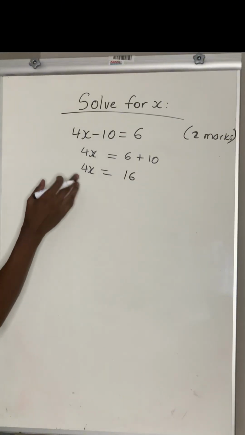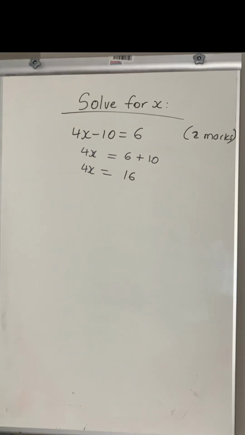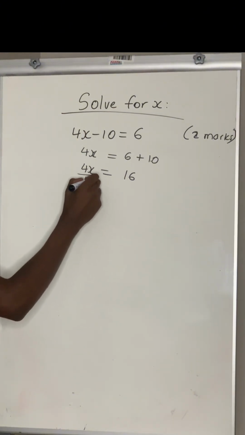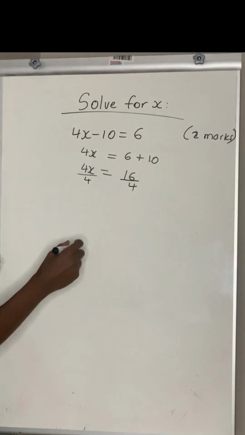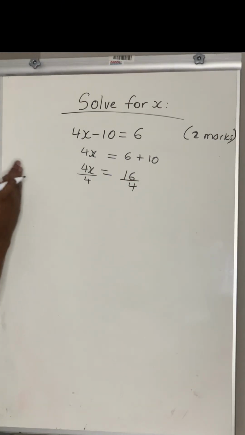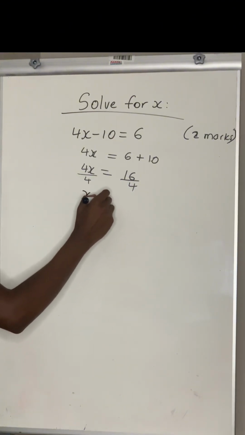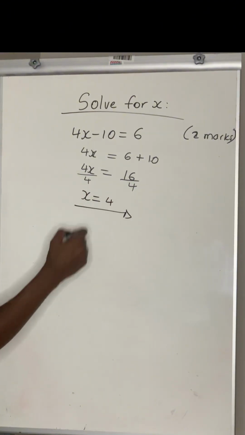Okay, from here, remember we said our goal is to leave x alone because we're trying to solve for x, not 4x. So we then from here divide by 4 on both sides. Because remember, this is an equation. What you do to the left hand side, you do to the right hand side. So it's going to be x is equal to 4. And then you're done.